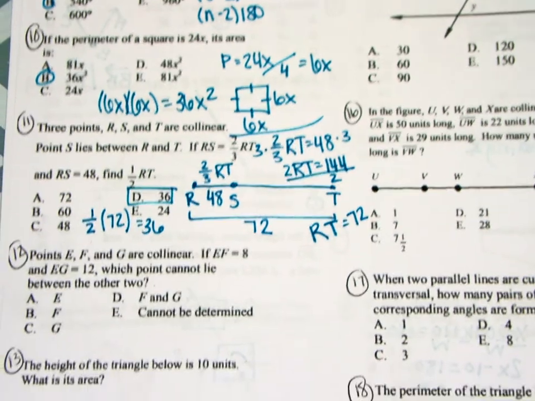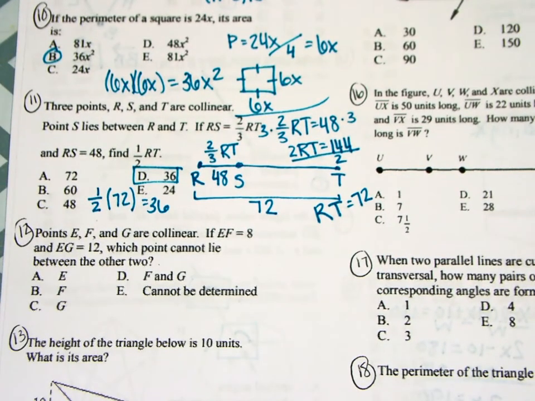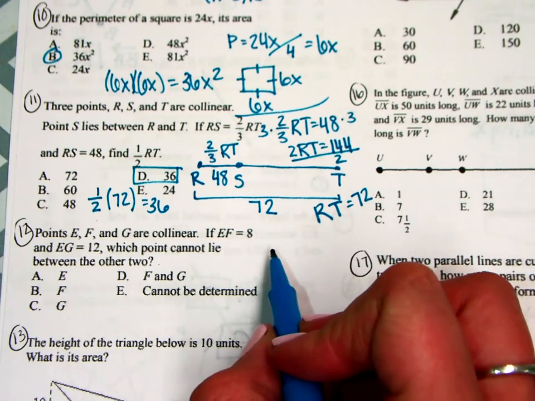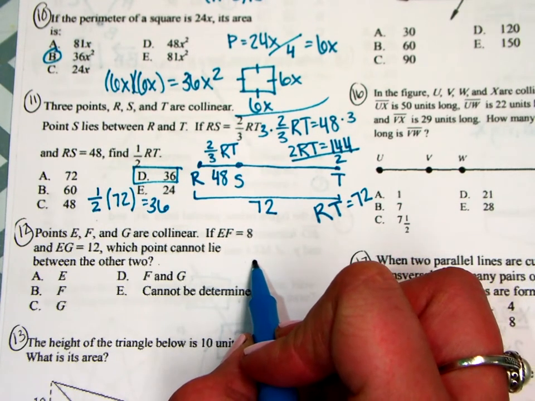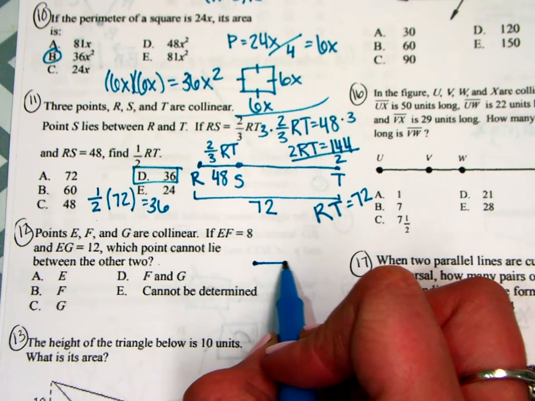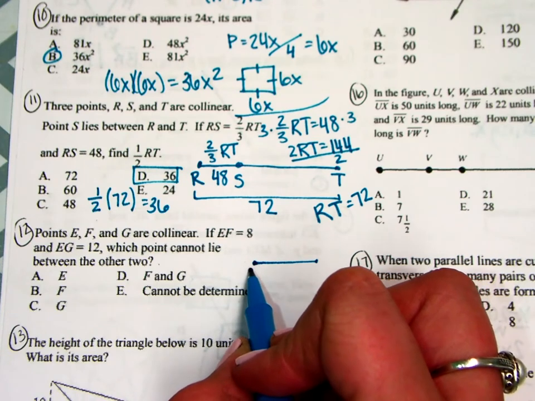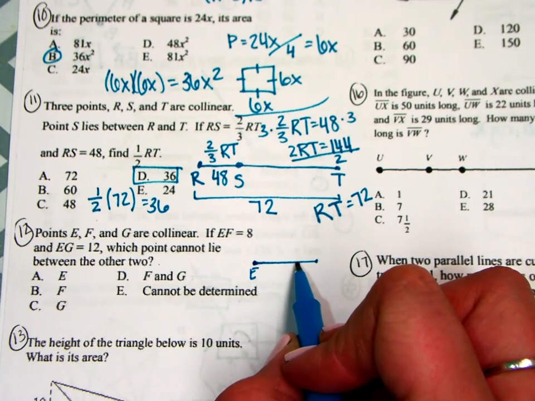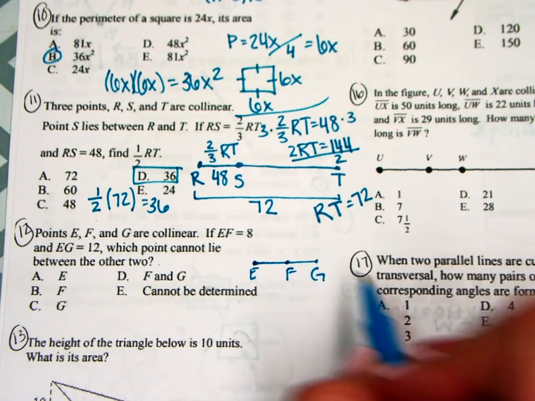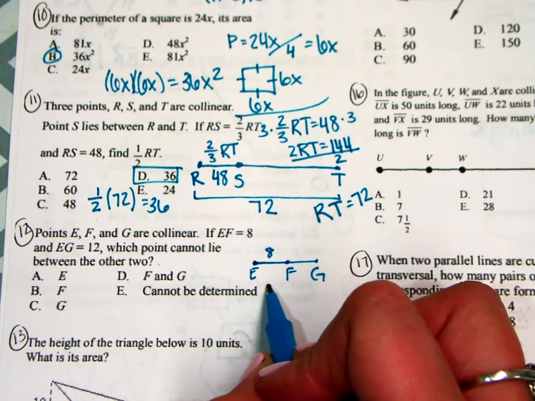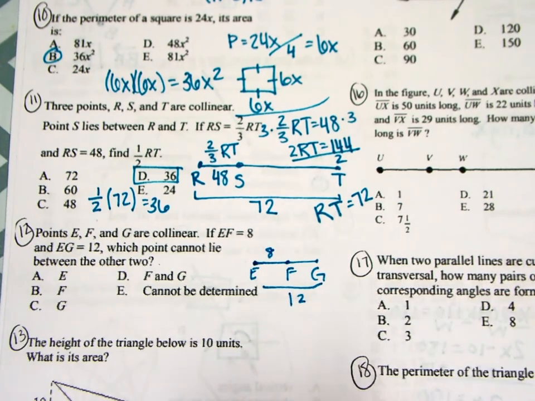Number 12. Points E, F, and G are collinear. So I'm going to go ahead and draw a picture. Sorry, I'm trying to practice this problem. So E, F, and G are collinear. It says EF is 8 and EG is 12. Which point cannot lie between the other two?